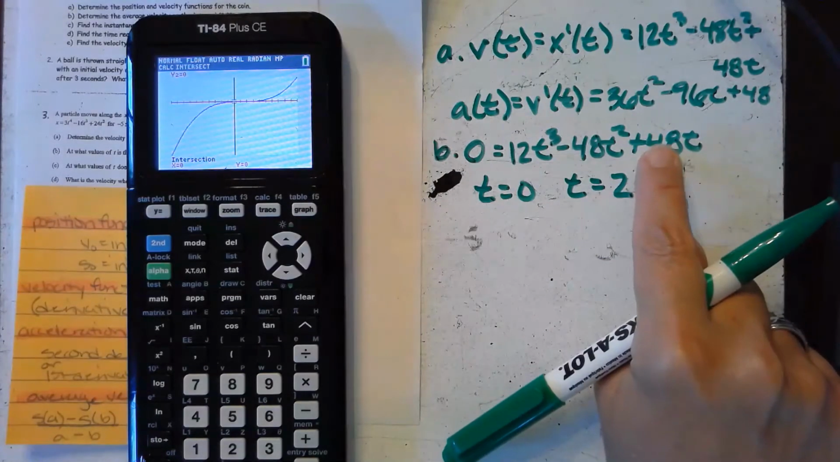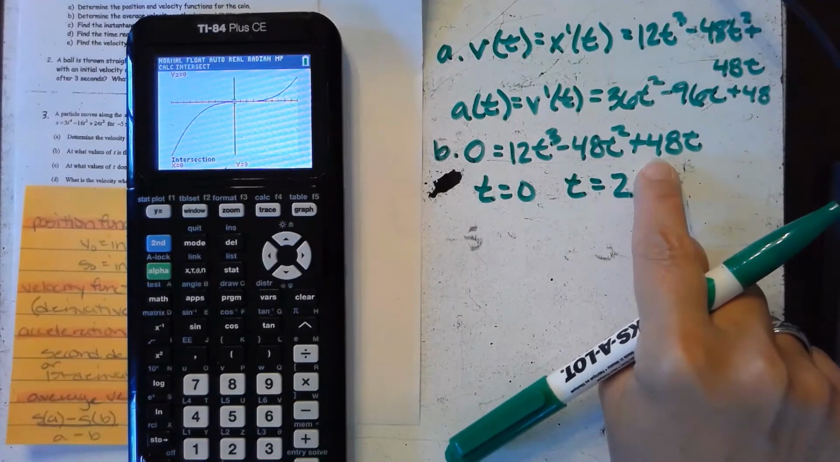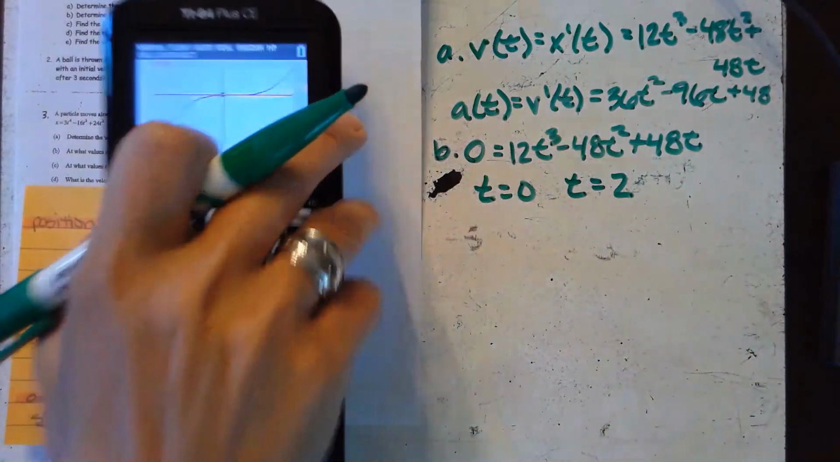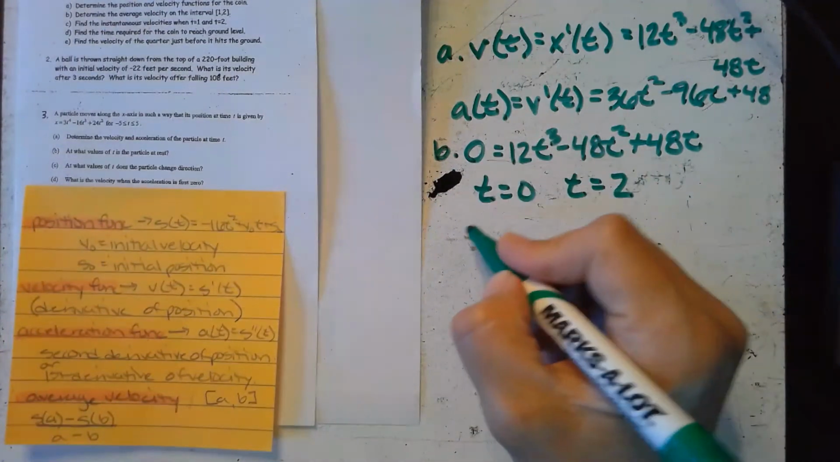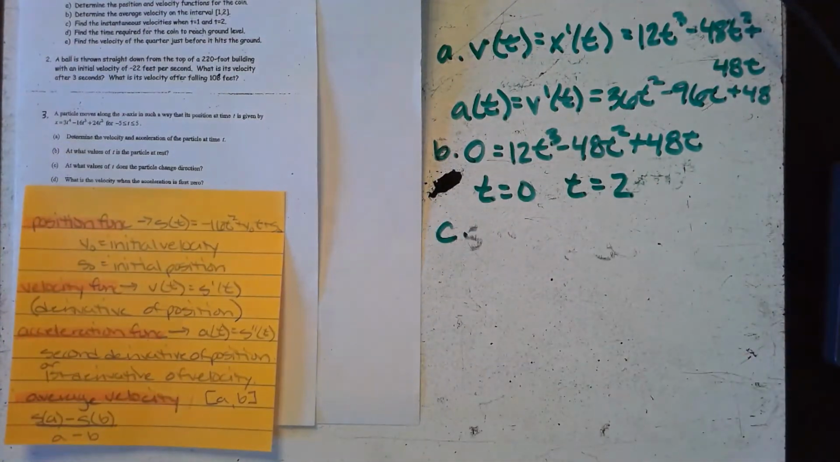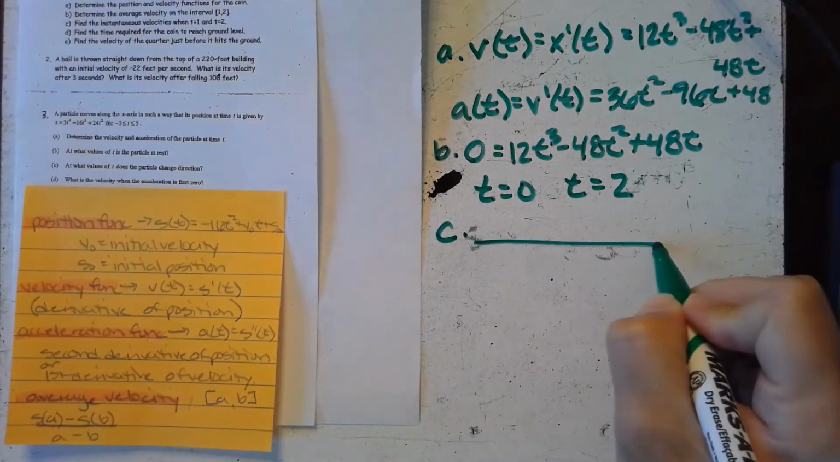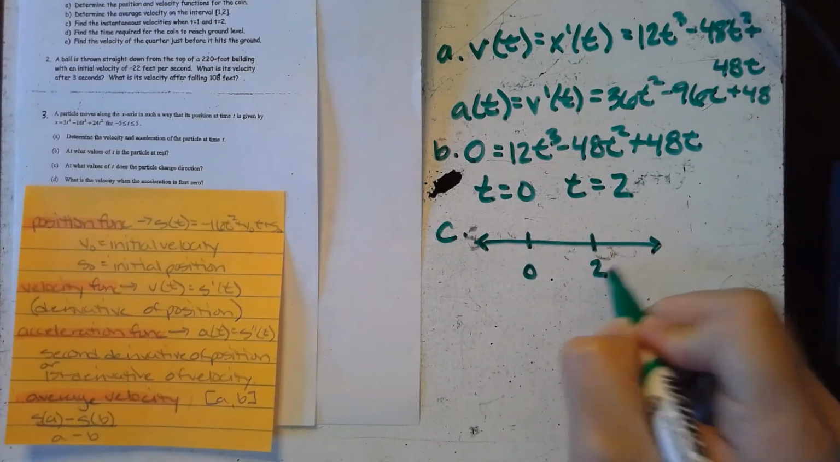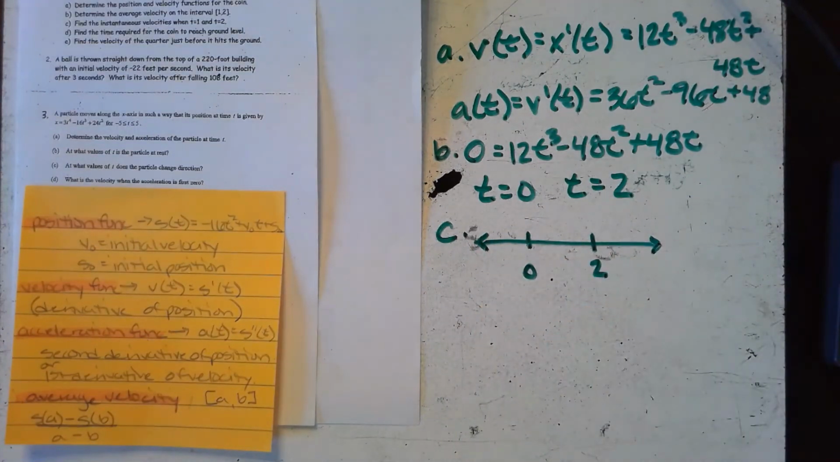You could probably solve this also by factoring if you would like. If you factor out a 12t, you could also solve it that way. All right, so here we go, part C. At what value of t does the particle change direction? Well, here, when we talk about change direction, it's going to be after it's at rest. So our two times at rest are 0 and 2.